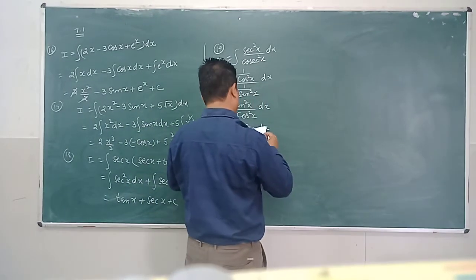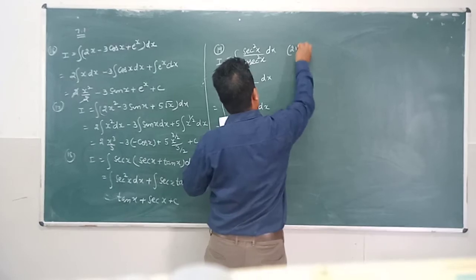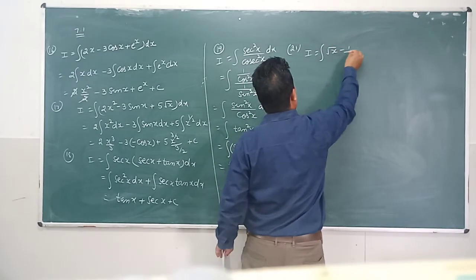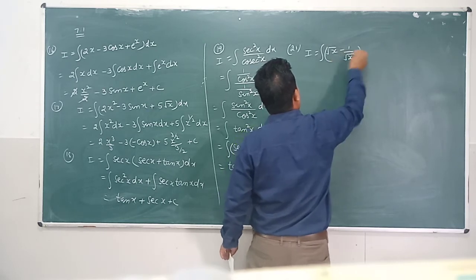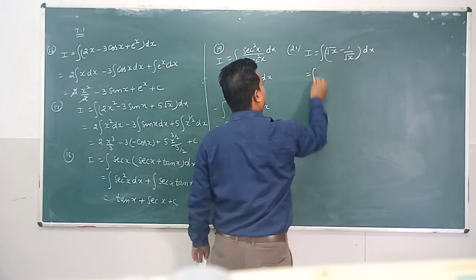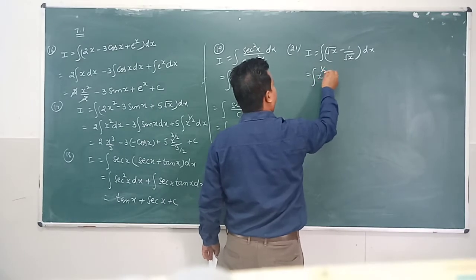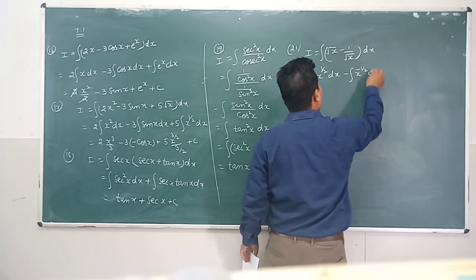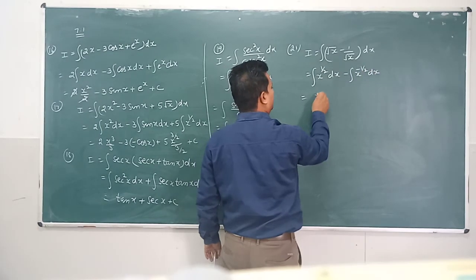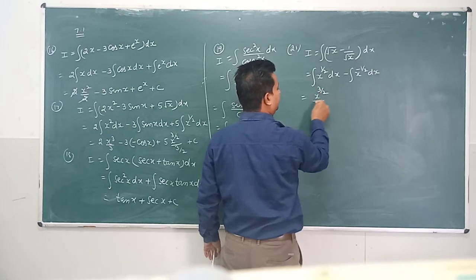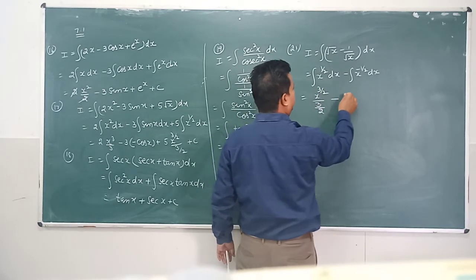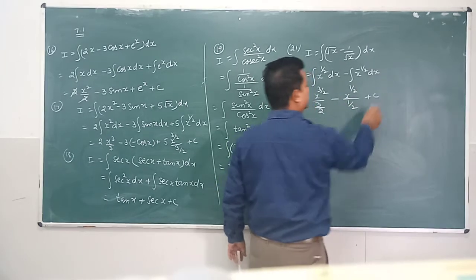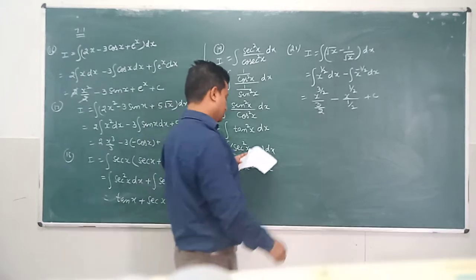In the 21st question, the statement is find the antiderivative. Antiderivative means the integral of this. So we write it as x to the power half dx minus x to the power minus half dx. Here we use the power rule: for the integration of this we add 1, so x to the power 1 by 2 plus 1, divided by 1 by 2 plus 1, plus c. This is the answer of this question.